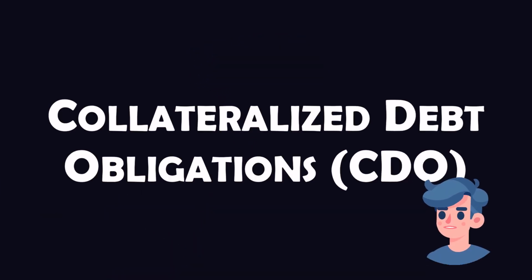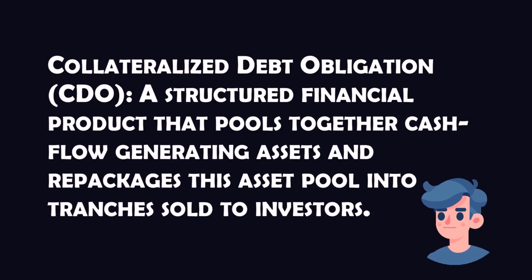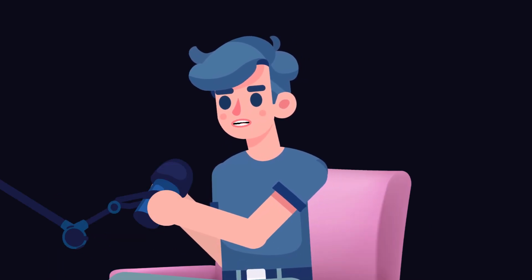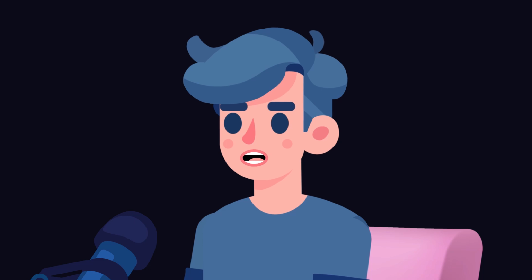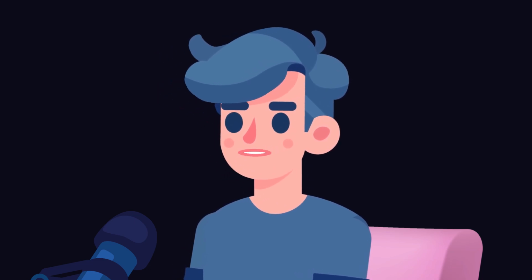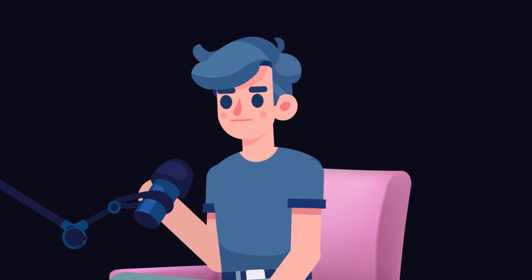Collateralized debt obligations, or CDOs, pool together different loans and then slice this pool into tranches with varying levels of risk and return. These tranches are then sold to investors. Imagine a financial institution gathers hundreds of individual loans such as mortgages, auto loans, or credit card debt, and bundles them into a single CDO. This bundle is then divided into tranches, often categorized by risk from senior to equity tranches, and sold to investors.